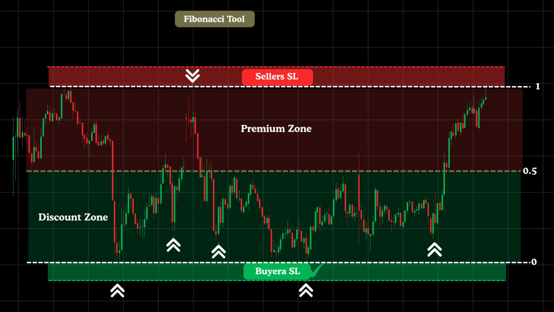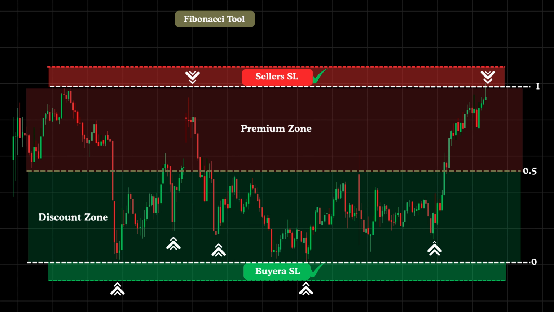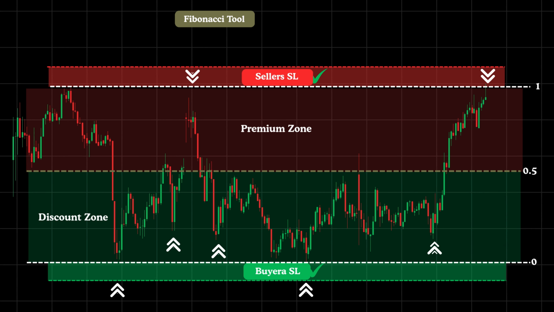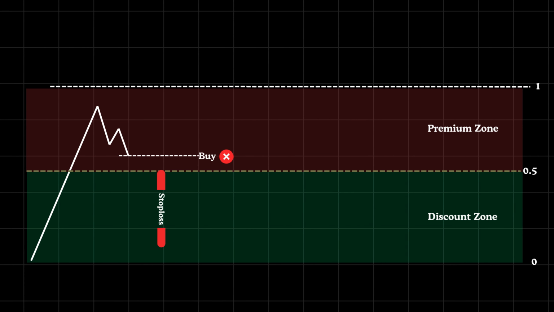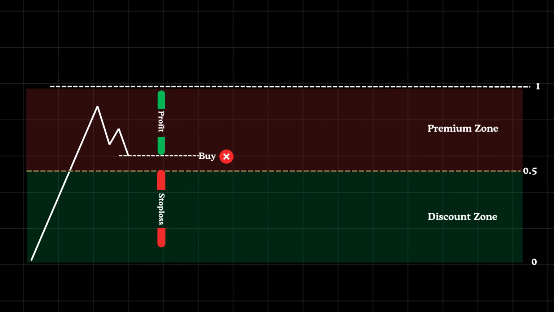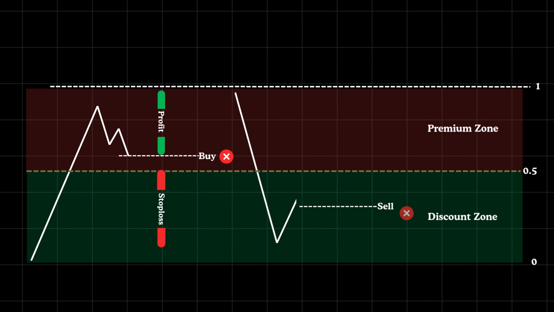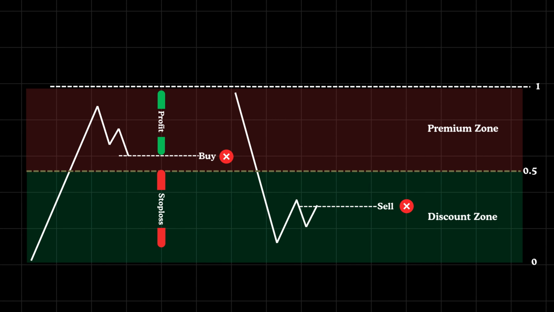Similarly, when the price rises into the premium zone near the seller's stop loss levels, existing sellers add to their positions to defend them. At the same time, fresh sellers enter the market, increasing supply and pushing the price downward. As long as the market remains in the premium zone, you should avoid heavy buying, because your stop loss will be much larger compared to your target, and the probability of hitting profit is lower. Likewise, short selling should be avoided in the discount zone, as buyers dominate here and demand is stronger, increasing the chances of your stop loss being triggered.